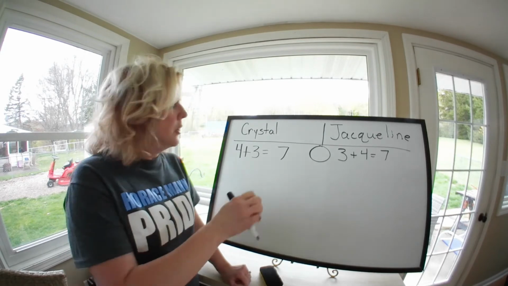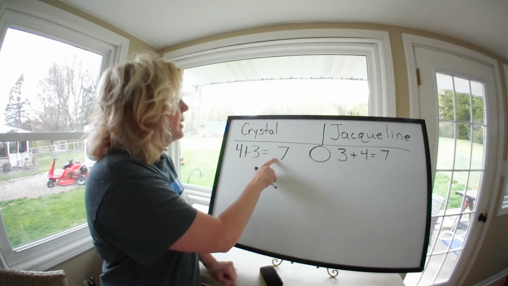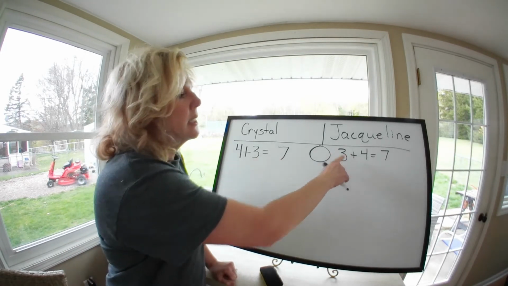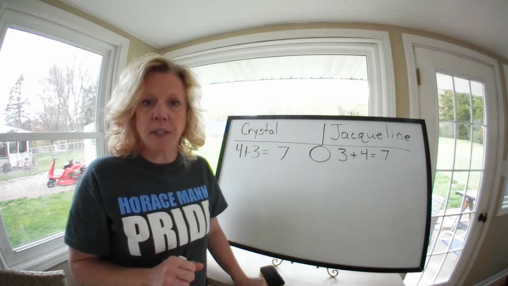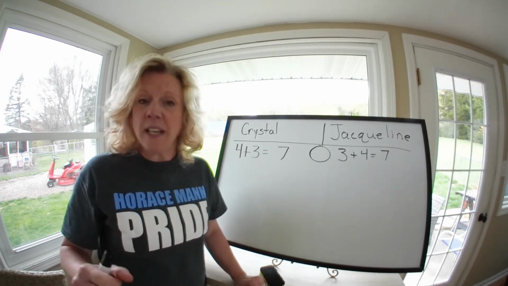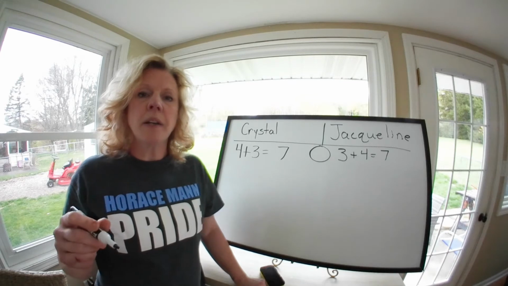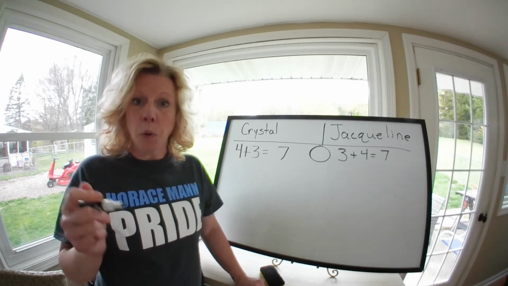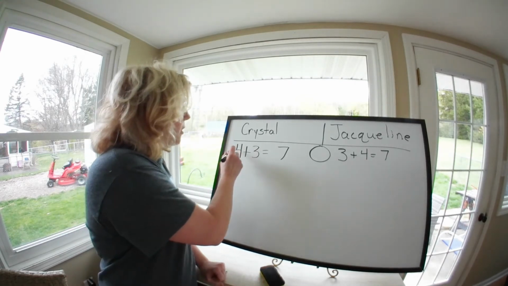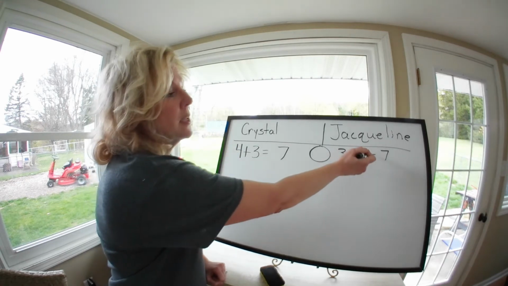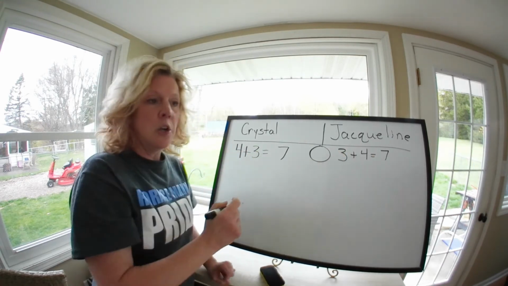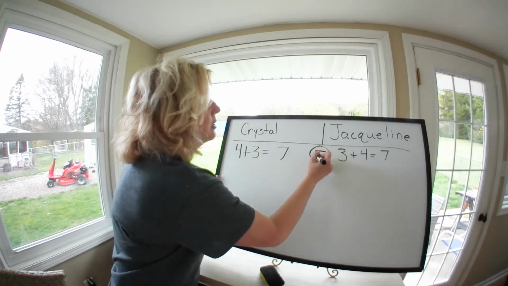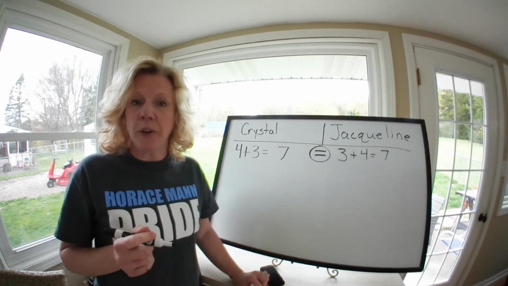Here's what I mean. So if I say 4 plus 3 equals 7, would you say that's the same as 3 plus 4 equals 7? If you said yes, you're absolutely right, because we just switched around the order of the numbers. So I had my 4 first here, and I had my 4 second here. Same thing with the 3's. So we could say yes, these two are equal expressions, correct?